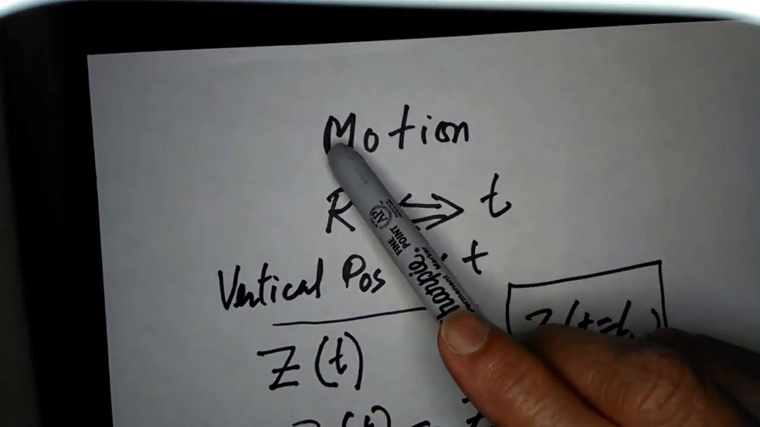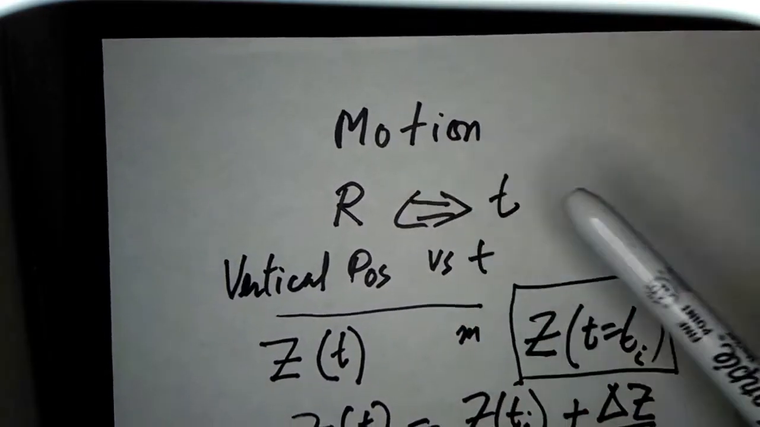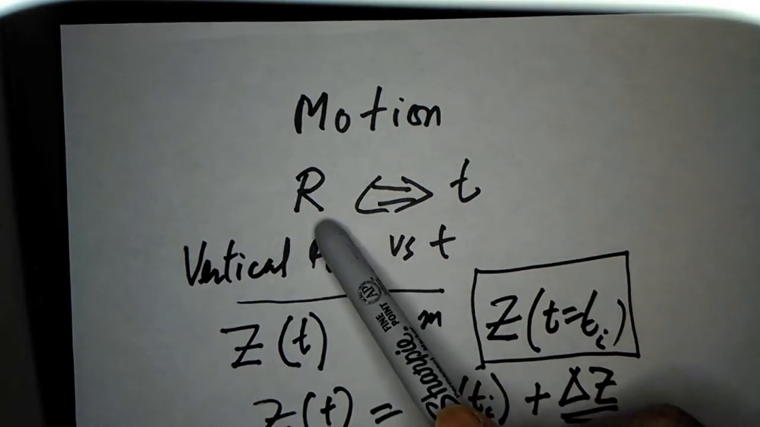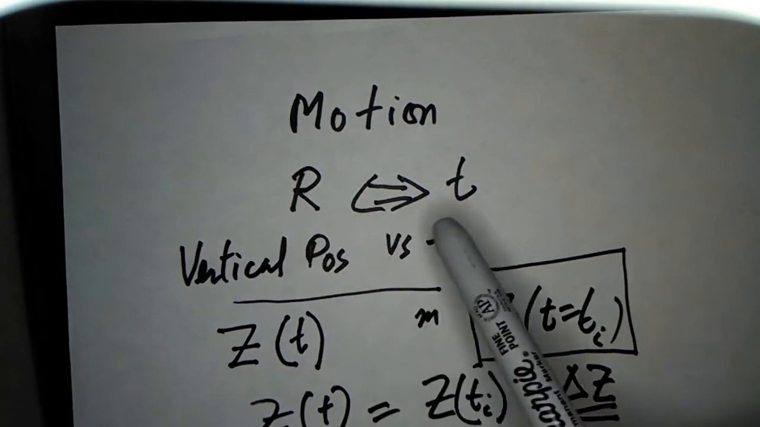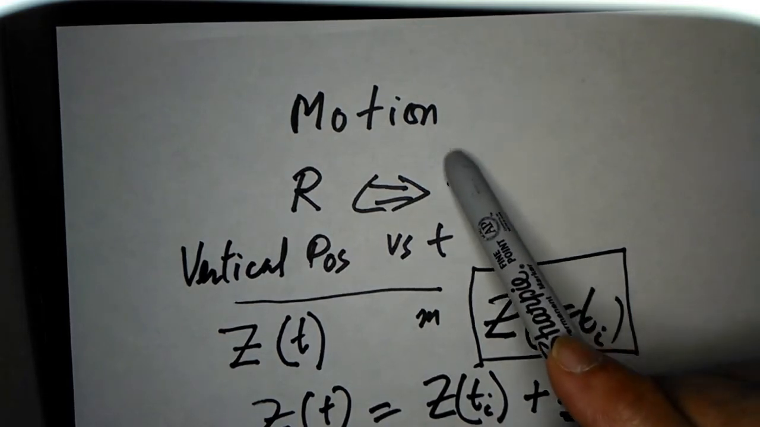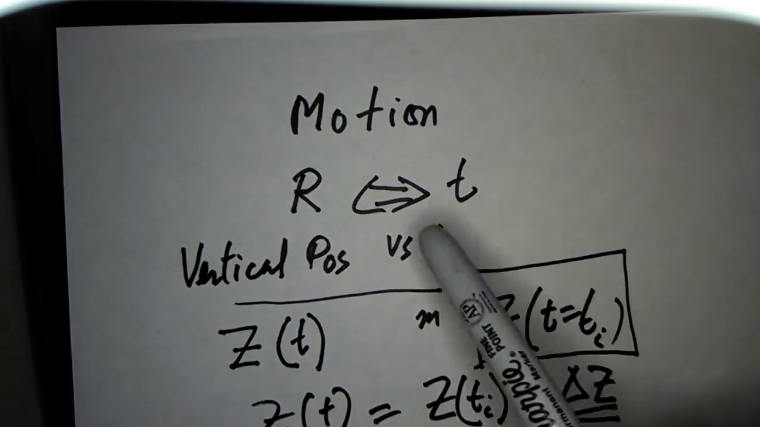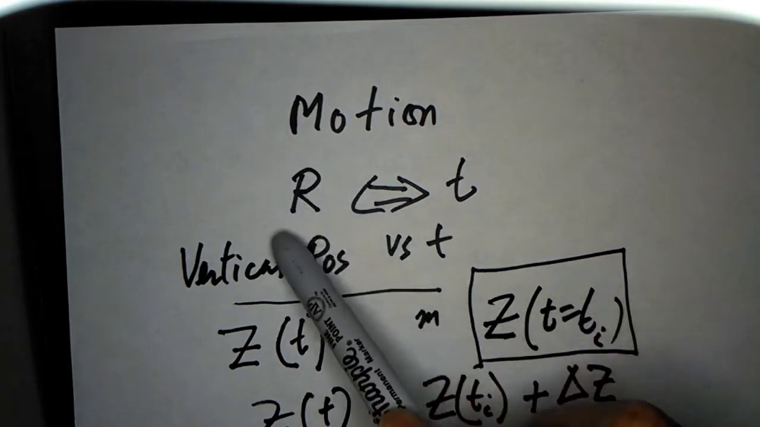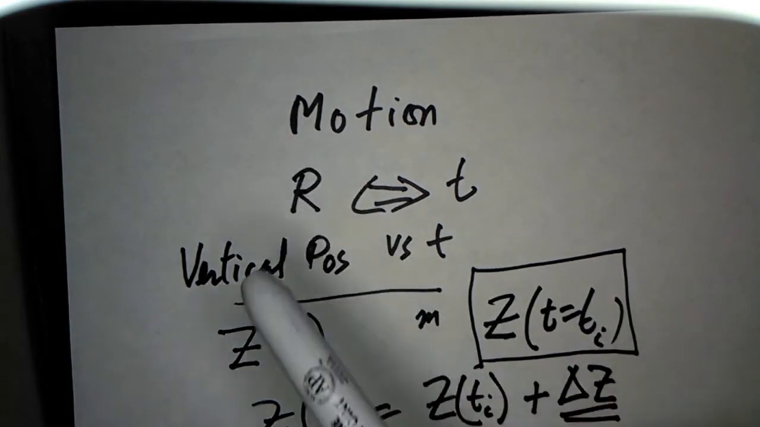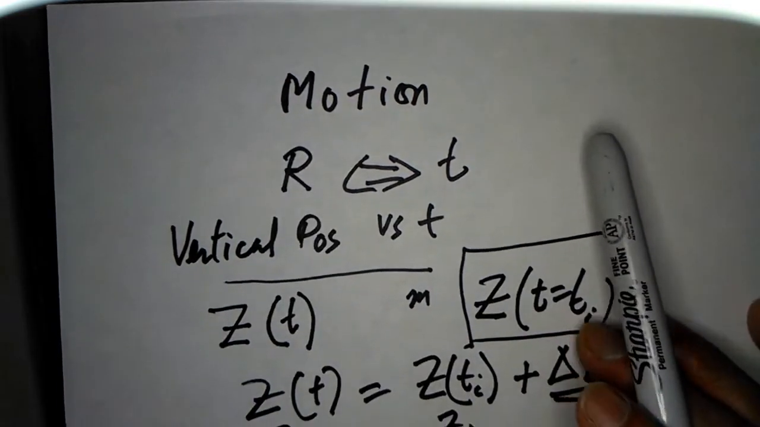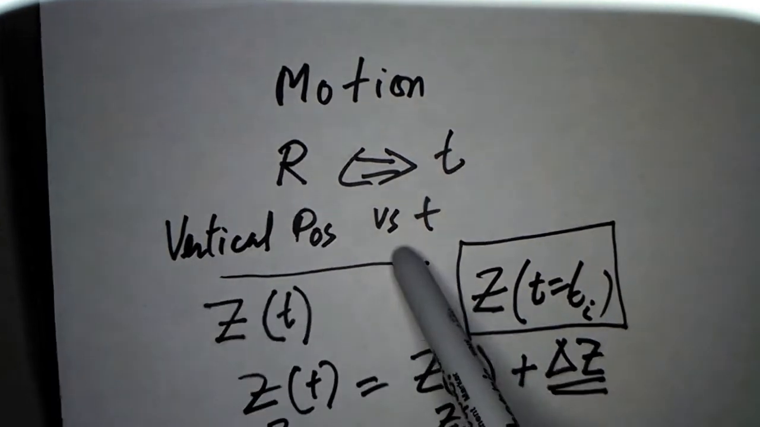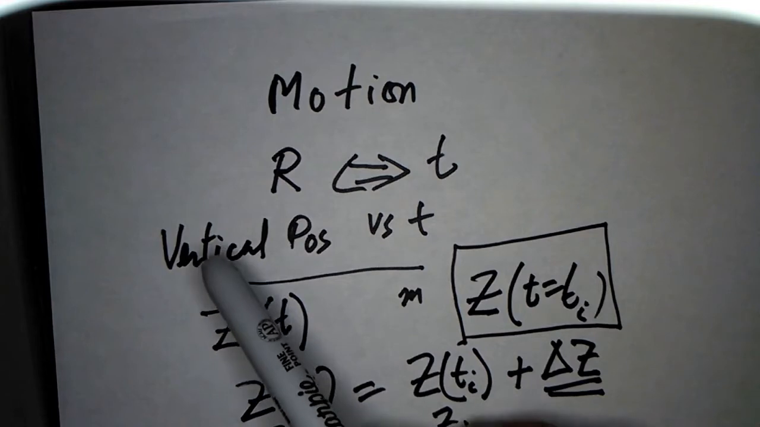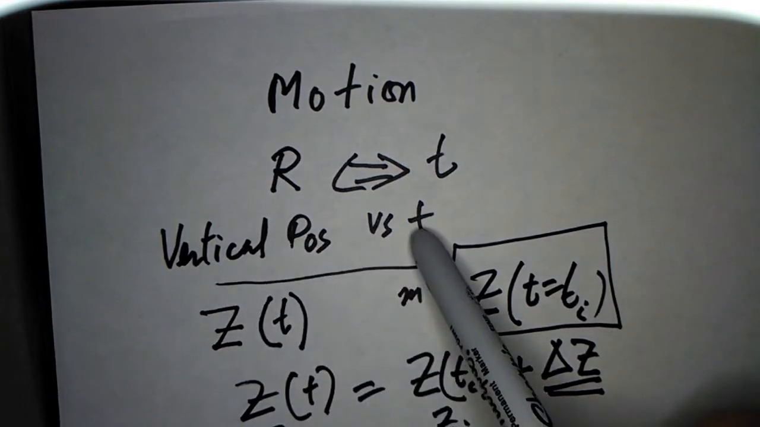This is called the problem of motion. The problem of motion is a relationship between the location or position of an object and time. T I'm using to represent time, and R is a generic symbol for position. But for this lesson, let's focus on vertical position. We're interested in knowing how the vertical position changes with time.